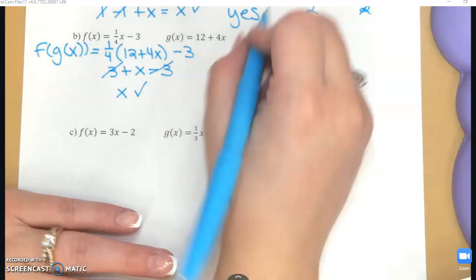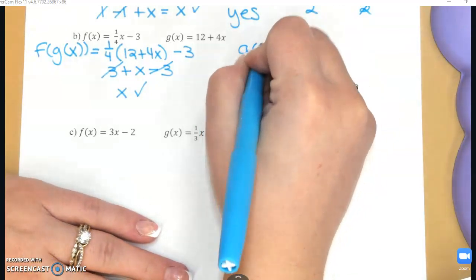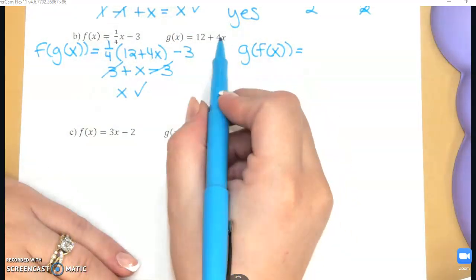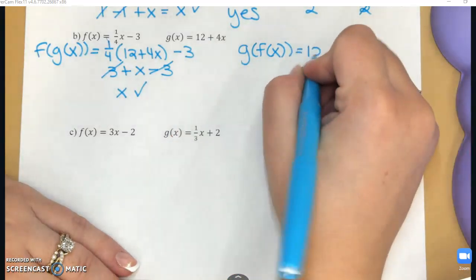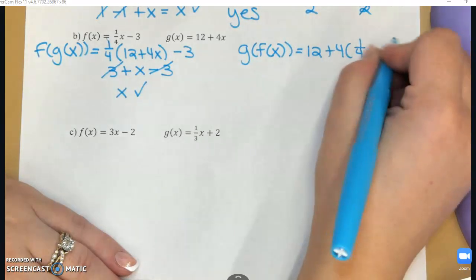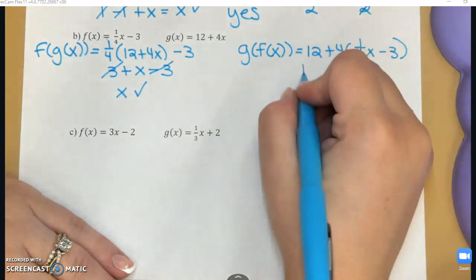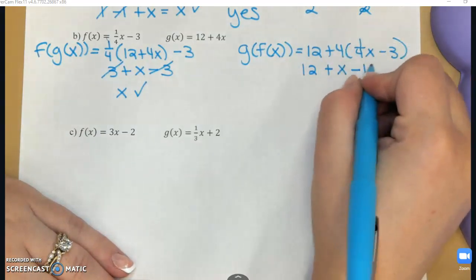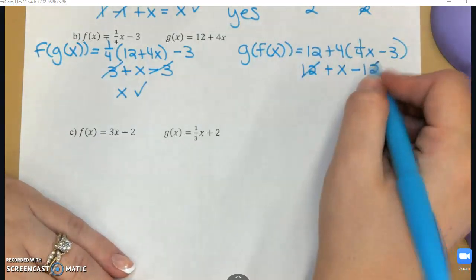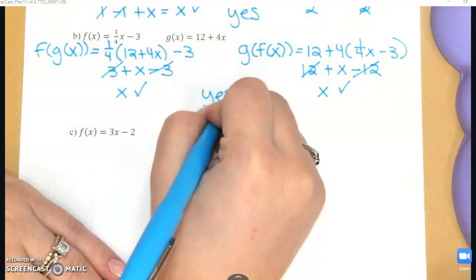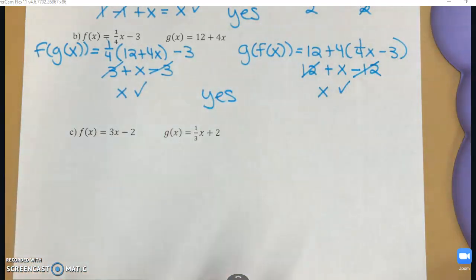Now I have to do it the other way. G of f. I'm going to take all of my f function and plug it in place of x in my g. And I'm going to distribute the 4. 4 times 1/4 is 1. 4 times -3 is -12. The 12 and the -12 add to 0, and I'm left with just x. So yes, these are also inverses of each other.